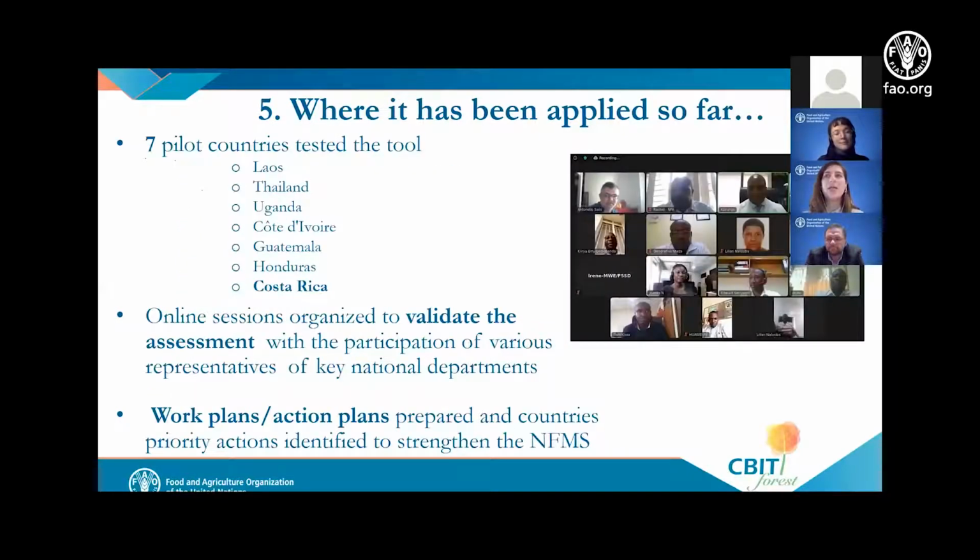At present, the tool has been tested in 7 pilot countries across Africa, Asia, and Latin America and the Caribbean. And we are all very happy that we have here with us today representatives of Costa Rica for presenting and sharing with us the results obtained from their assessment. All countries that did this exercise and evaluated their NFMS followed a participatory approach to validate the results of their assessment involving key stakeholders and partners. And the main output of this task is the development of a roadmap of actions to address the gaps, the needs, and strengthen the NFMS.